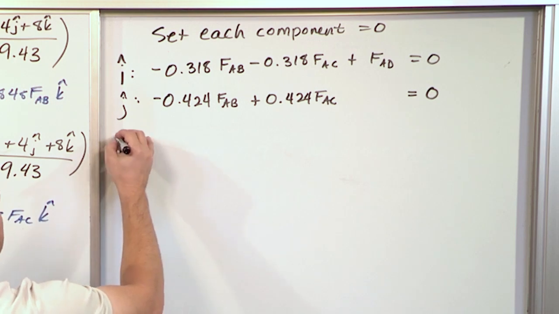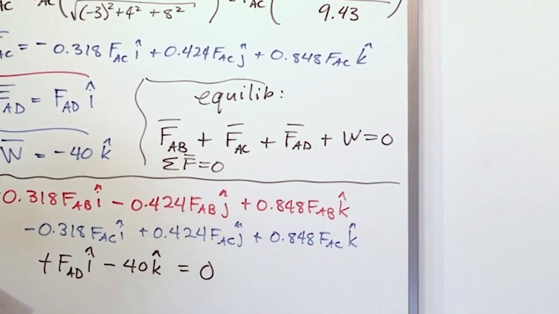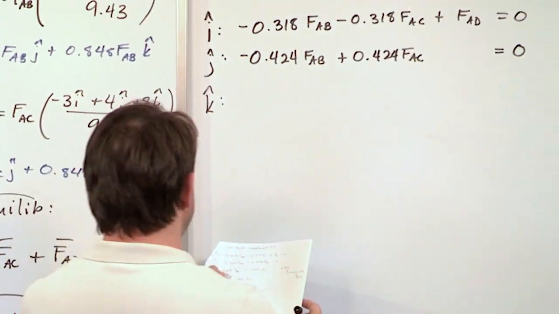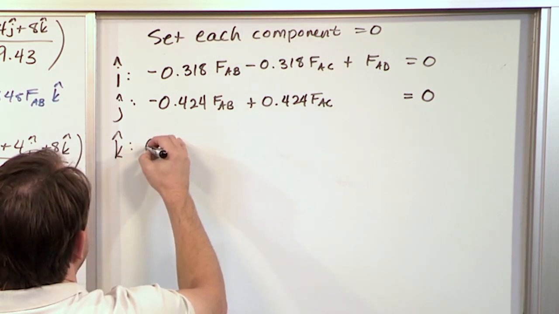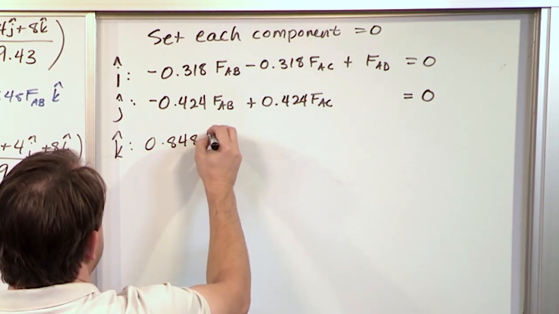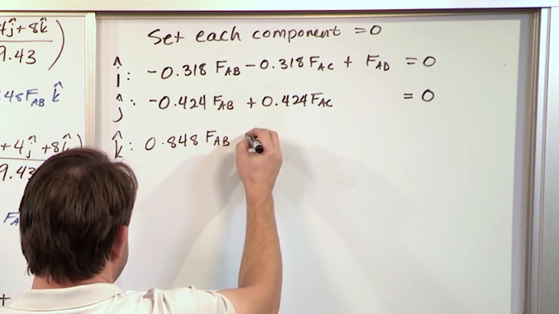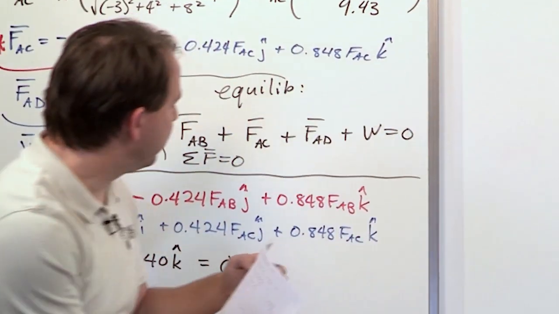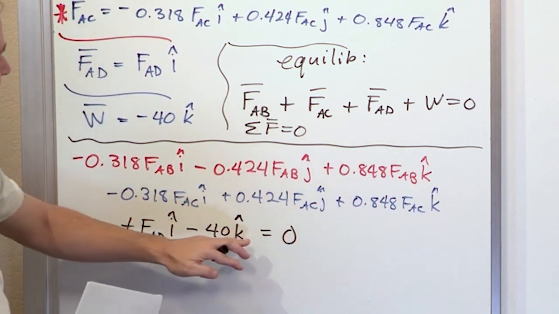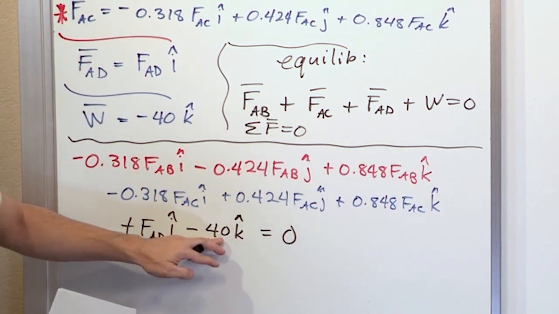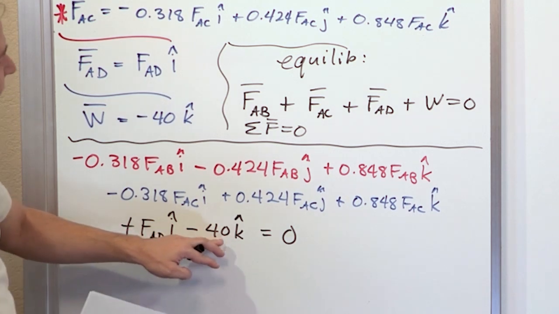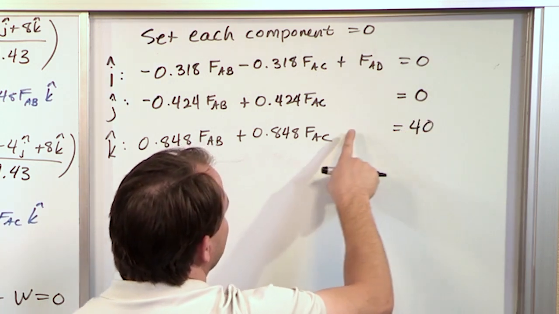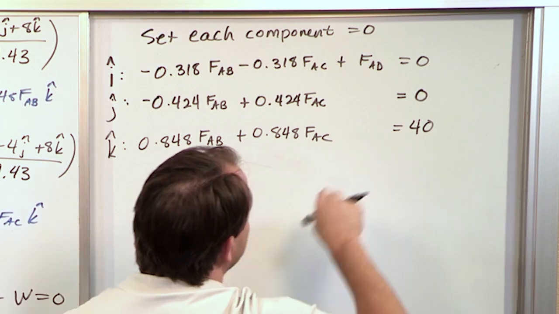The K component, we're going to sum all of the K components and make sure they're 0. This component plus this component plus this component has to be equal to 0. So when you do that, what you will get is 0.848 FAB plus 0.848 FAC. So we're doing this component plus this component. This component is also added in, but it's a constant. Notice there's no FAB, it's just a number. Typically we want to move the numbers to the right-hand side of the equal sign, so we'll make it positive 40 by moving it over. Really it's minus 40 equals 0. We're just going to move it over now.